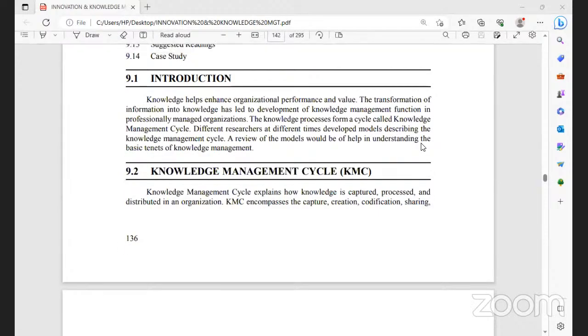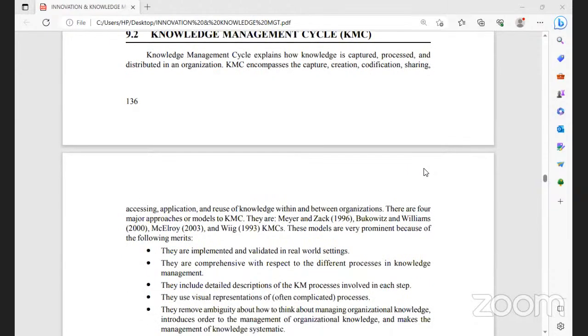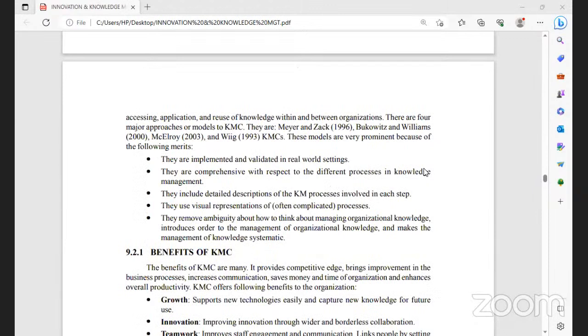In this unit, our own words or generalization will not be possible. We have to write totally professionally, as those social scientists explained. It is totally professional subject content in this unit particularly. Coming to other units, what we discussed up to now. The knowledge management cycle explains how knowledge is captured, processed, and distributed in an organization. It encompasses the capture, creation, codification, sharing, accessing, application, and reuse of knowledge within and between organizations.